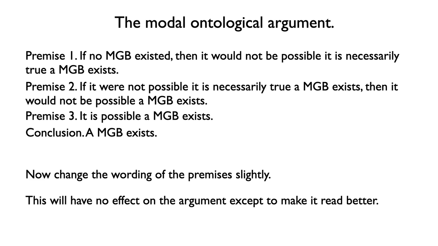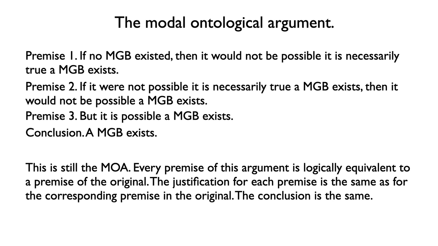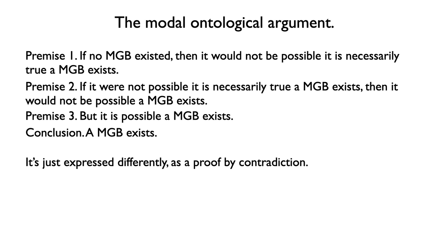For the final premise, premise 3, it is possible a maximally great being exists. Let's rephrase that as, but it is possible a maximally great being exists. Okay. So this is still the modal ontological argument. Every premise of this argument is logically equivalent to a premise of the original. The justification for each premise is the same as for the corresponding premise in the original. The conclusion is the same. It is just expressed differently in the form of what mathematicians call a proof by contradiction.